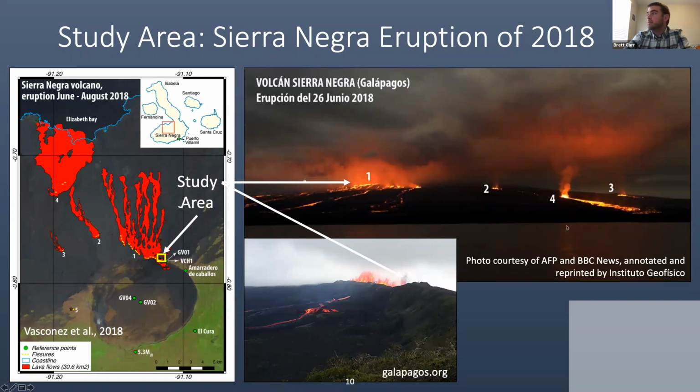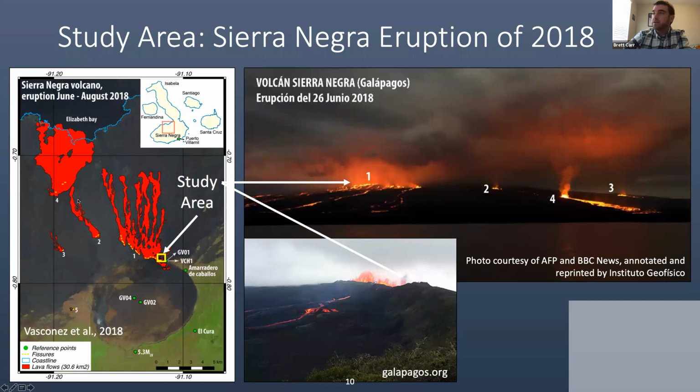This widespread activity only lasted for about a day, after which, basically starting June 27th, all activity focused in the Fissure 4 area, and that area was active for about 2 months before the eruption ended in August of 2018. And then we did our field work in October of 2018, so a few months later. The specific study area and all the maps I'll be showing from here out are just this tiny little area up near the far southeast part of Fissure 1, where the arrows are pointing to the vent areas.